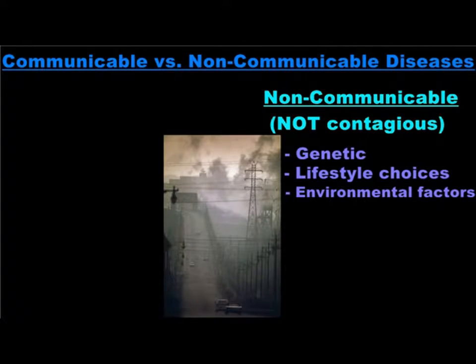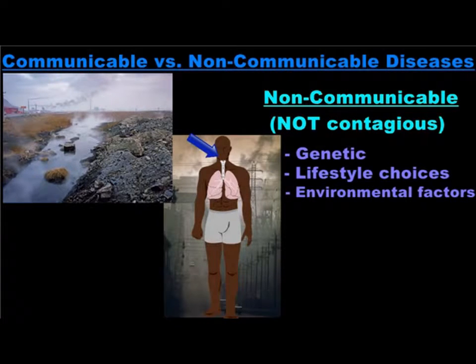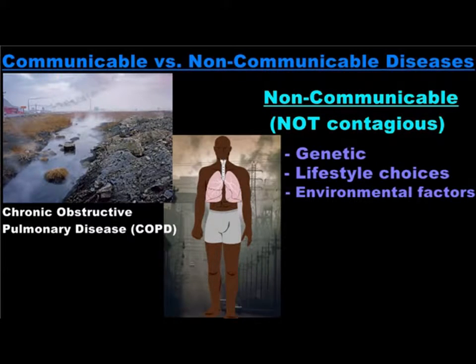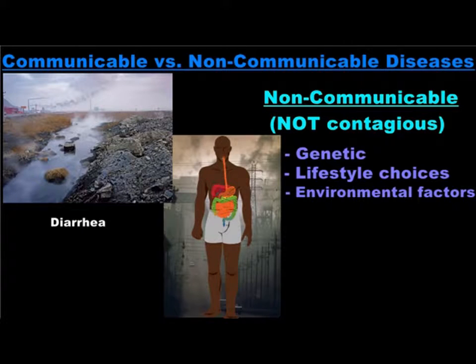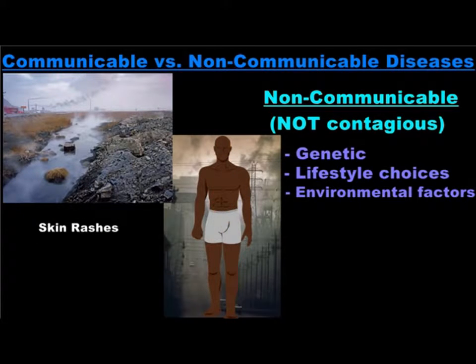Another cause of non-communicable diseases involves environmental factors like pollution. Chemical contaminants in air, soil, or water can find their way into our bodies through inhalation, absorption through the skin, or consumption of contaminated food or water. Repeated exposure to chemical contaminants can cause illnesses like chronic obstructive pulmonary disease, or COPD, lower respiratory infections, gastric issues like diarrhea, disruption of the endocrine system, which controls hormones, skin rashes, birth defects, and a host of different cancers.